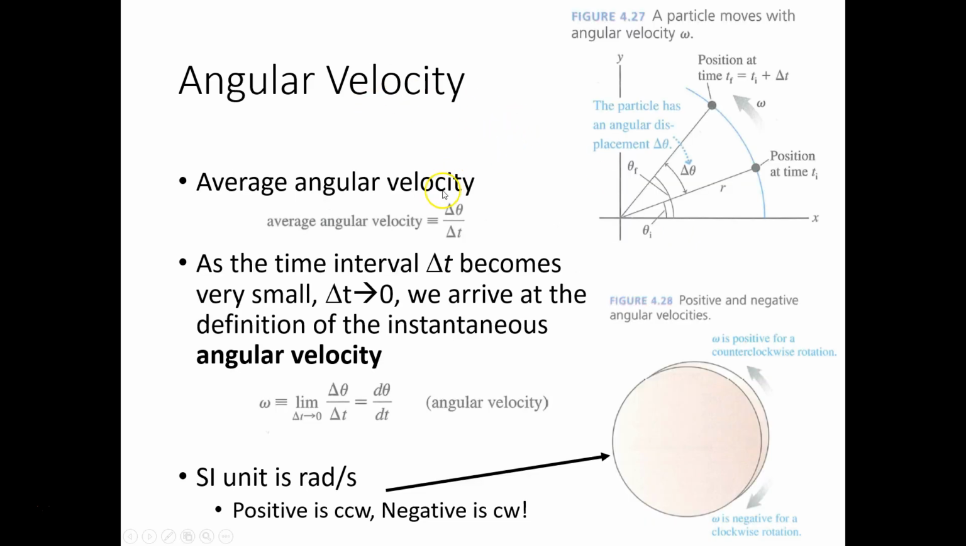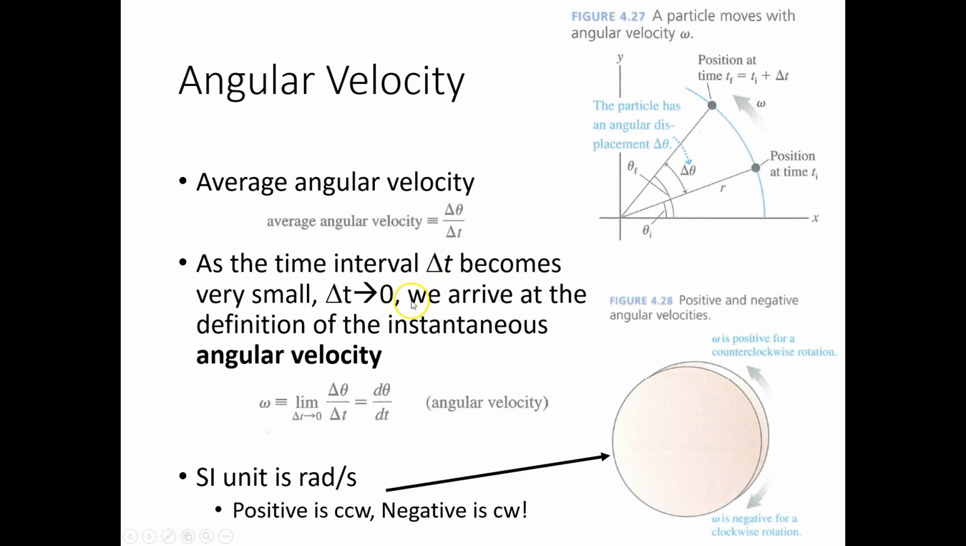For angular velocity, this is approximately the change in the angle divided by the change in time. So if I start at this position and I go to this position, I know that my average angular velocity is going to be the change in the angle, divided by how long it takes to get there.